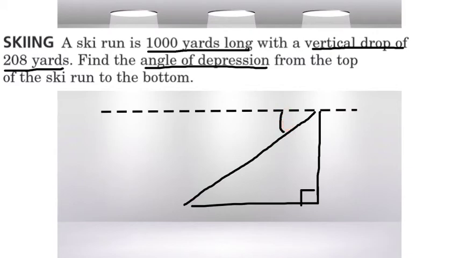Now we know a few things. The ski run is 1,000 yards long. So think about it. If you're skiing, you're going to start at the top and you're going to ski down this entire side of the mountain. Well, that's 1,000 yards long. Okay, that's what you're skiing.